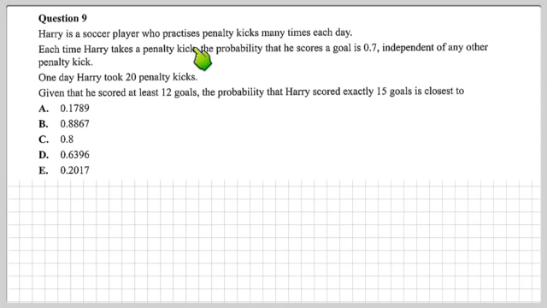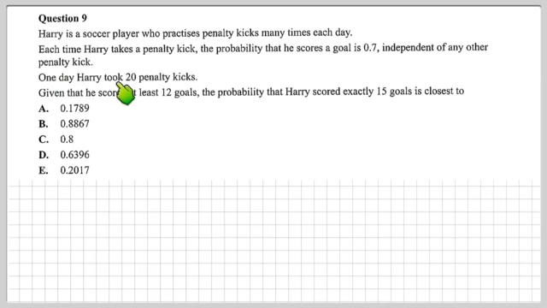Harry is a soccer player who practices penalty kicks many times each day. Each time Harry takes a penalty kick, the probability that he scores a goal is 0.7, independent of any other penalty kick. That's a bit of vital information there. So this is not conditional probability, guys. These events are independent of each other, and it looks to me like he's got 0.7 of getting a goal, therefore 0.3 of not getting a goal. This has got to be either yes or no in terms of getting a goal. It looks like binomial to me. So let's just tuck that one away.